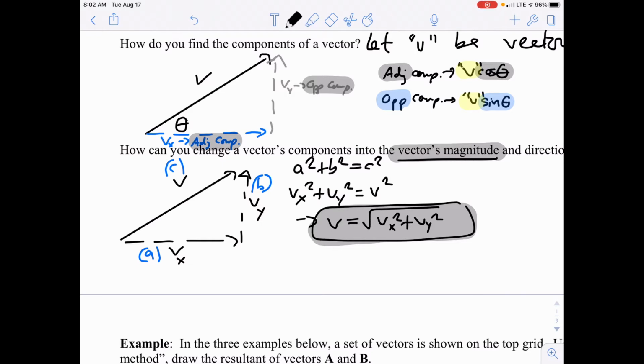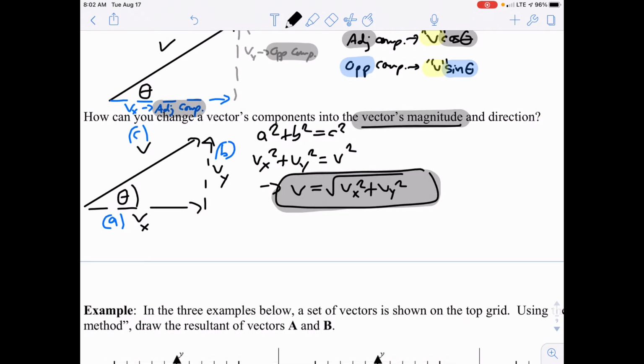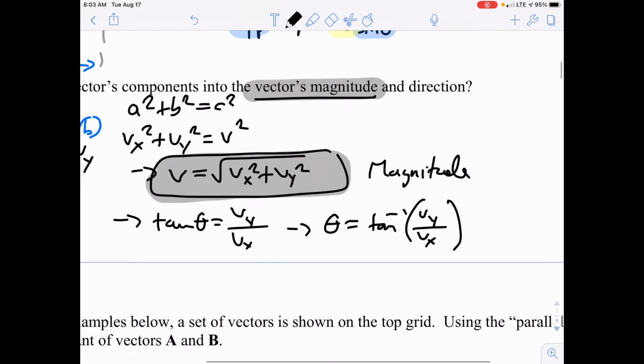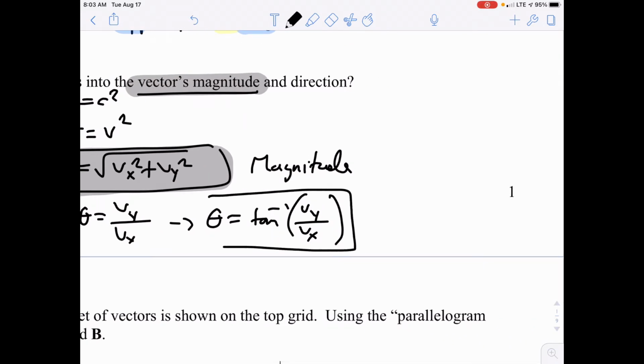Now how do we get the direction? The direction would be the angle in which it points. For that one, we're going to use a little trigonometry. We know this is the opposite side of theta, and this is the adjacent side of theta. So this is the magnitude. To get the direction, we're going to use tan of theta equals opposite over adjacent, or vy over vx. Now, to get theta, you have to take the arctangent of both sides. So the arctangent of vy over vx, well, that, ladies and gentlemen, is going to give you the direction.